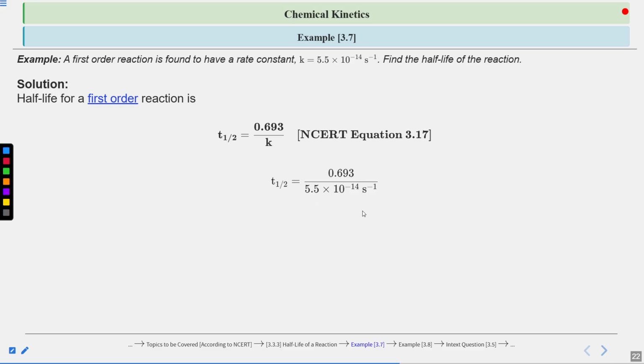The only variable here, the unknown, is T half. The rest are numerical values or fractions. You just have to solve this. So T half will come out as 1.26 multiplied by 10 to the power 13 seconds. The second inverse goes in the numerator and becomes second. So this is how you can determine the half-life of a first order reaction if you know the value of its rate constant.